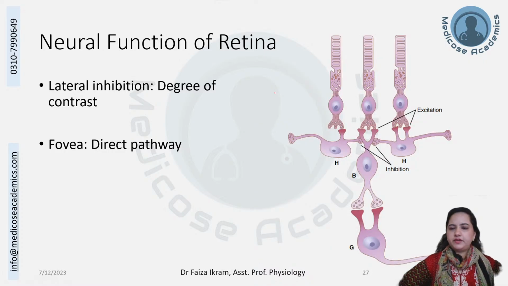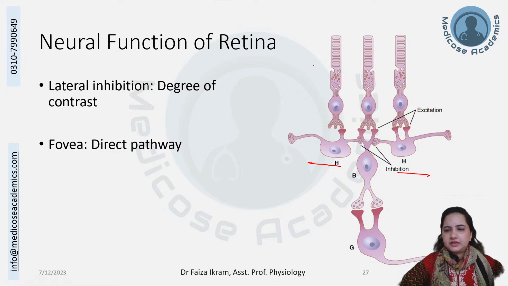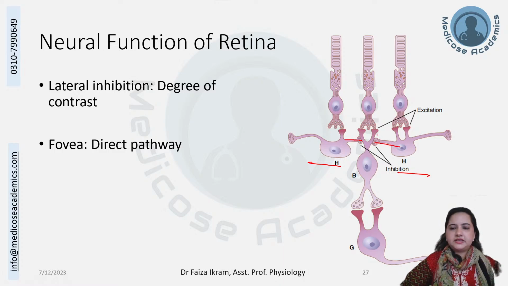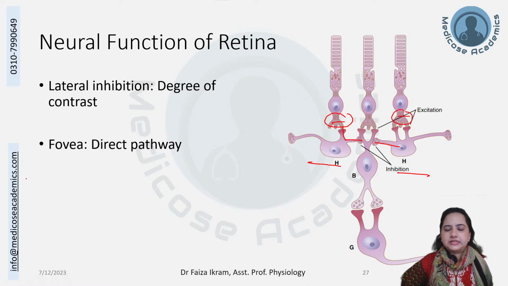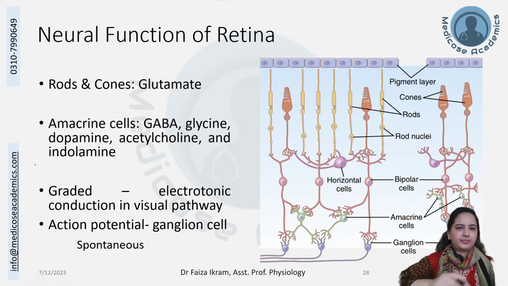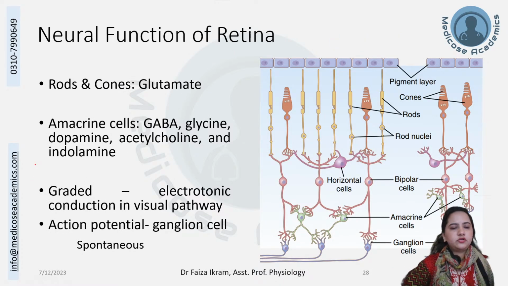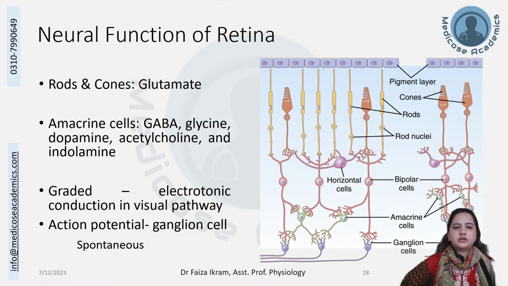Again, showing the phenomenon of lateral inhibition by the horizontal cells. This photoreceptor is activating the bipolar cell and collaterals are activating these horizontal cells to inhibit the surrounding cells. The neurotransmitter at the level of rods and cones is glutamate.